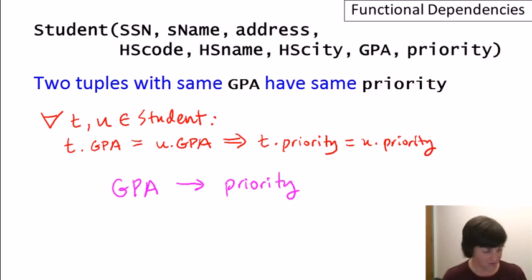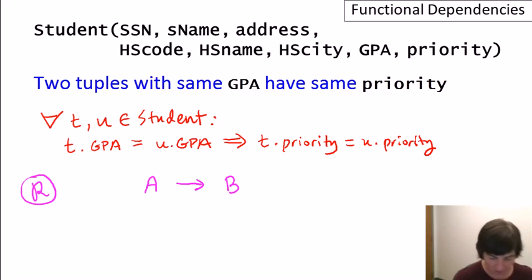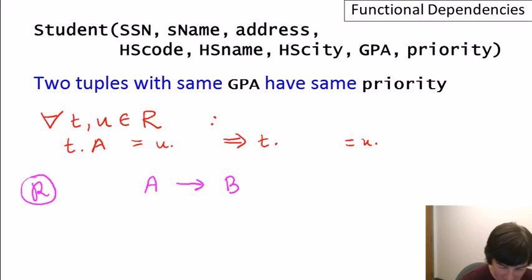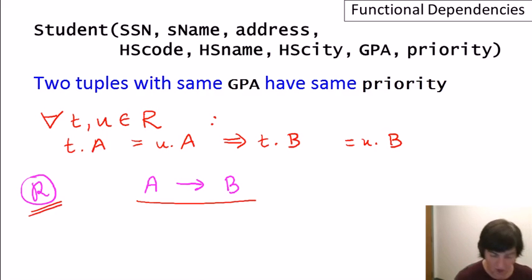So that was a specific example. Now let's generalize our definition. Let me replace GPA and priority here with just two attributes A and B of, say, a relation R. And then we'll also need to modify our definition. You can see I've erased the specific attributes and relation, and I'll just say for every t and u in our relation R, if t.A equals u.A, then t.B equals u.B, and that's the definition of the functional dependency A determines B for a relation R.